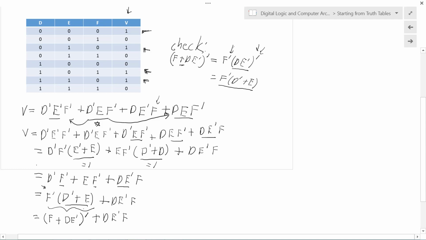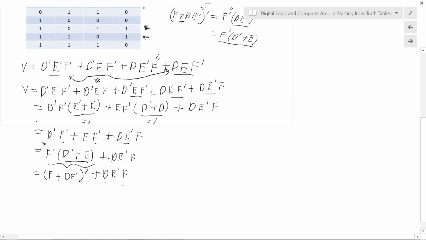Now we have an interesting detail here. This D E prime and this D E prime. It seems like it's hard to combine these two just based on our current construction, just using the Boolean algebra laws. However, if we used a system of equations where we substitute K for D E prime, then we can substitute K into V and say that we get F ORed with K, primed, and then we OR that with K and F.